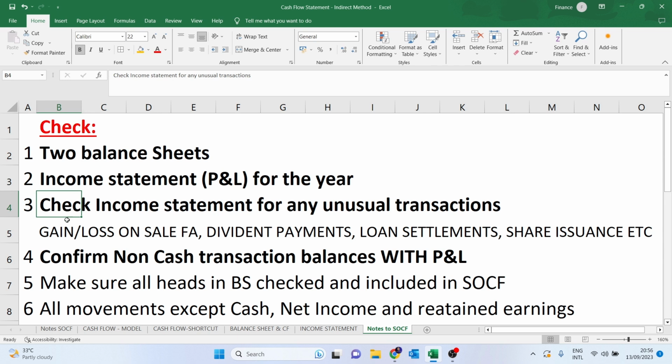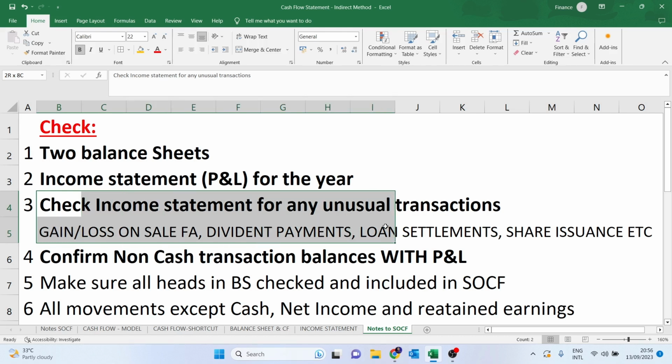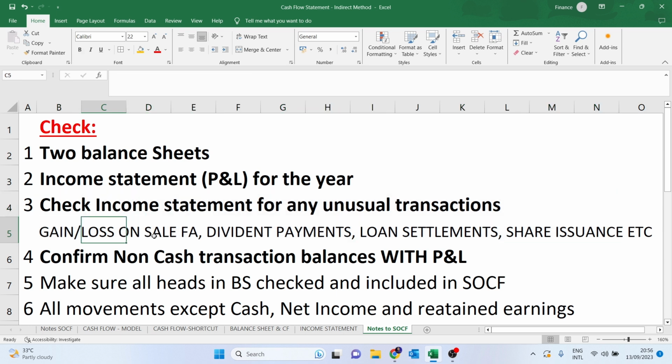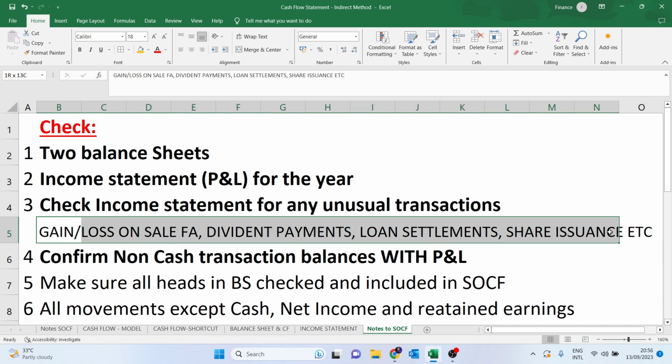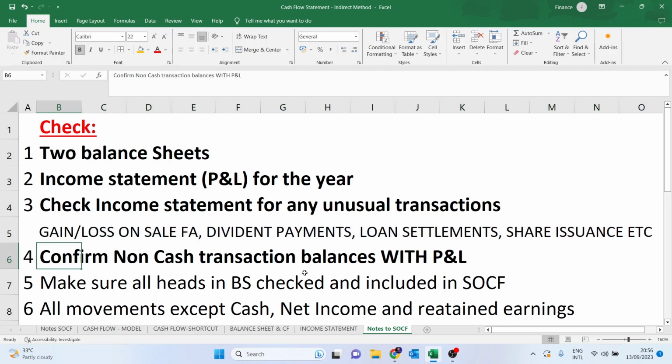So such a transaction will come only one or two times in a year, but you need to make sure that if there is any such transaction, then it has to go to the concerned group after removing it from the operating section. First you remove it from the operating section, then you show it either in the investing or in the financing section of the SOCF. Okay, confirm non-cash transaction balances with P&L.